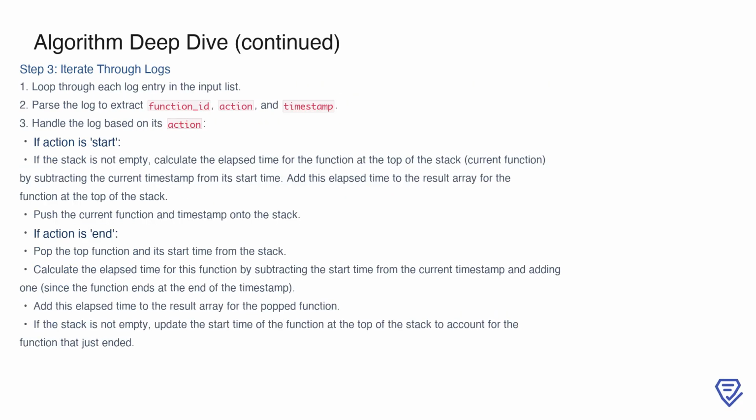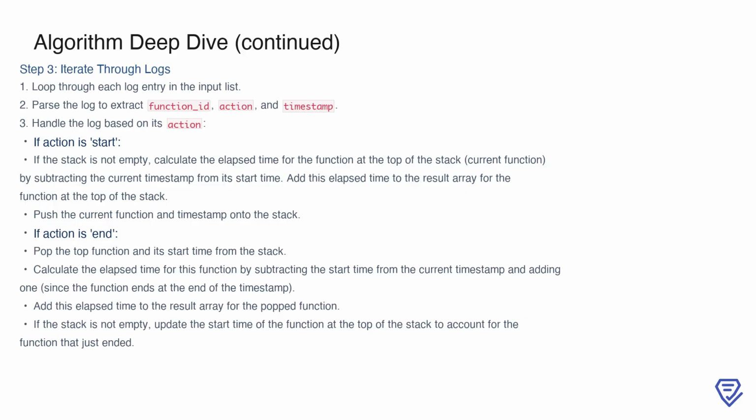To compute the exclusive execution times, we iterate through the logs one by one. For each log entry, we parse it to extract the function ID, the action, and the timestamp. Depending on the action, we handle the log differently. When we encounter a start action, if the stack is not empty, it means another function is currently executing. In this case, we calculate the elapsed time for the function at the top of the stack by subtracting its start time from the current timestamp. This elapsed time is added to the result array for that function. We then push the new function and its timestamp onto the stack.